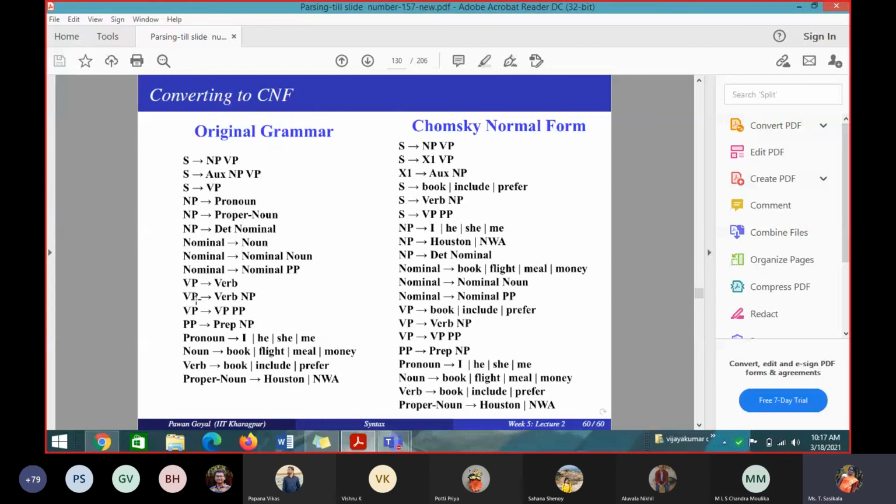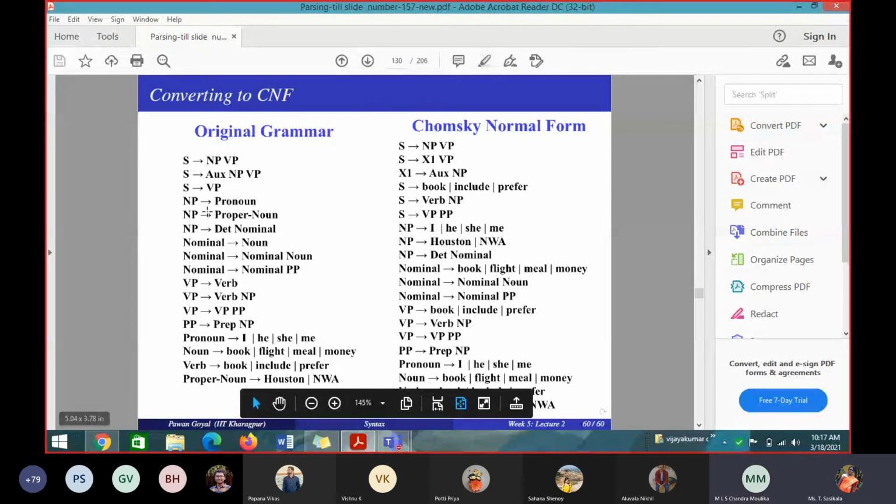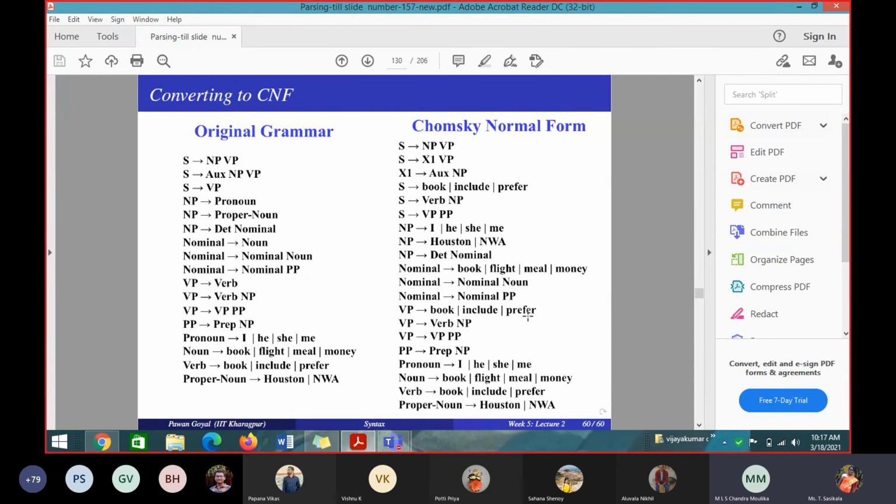So verb gives what? In your grammar, verb gives what? Book, include, and prefer. Very good. So I can make VP gives book, include, and prefer. Any other thing verb is giving? No, ma'am. So only that. So this is replaced. This is not in Chomsky normal form, so I am converting it to Chomsky normal form. Now, VP gives book, include, prefer.